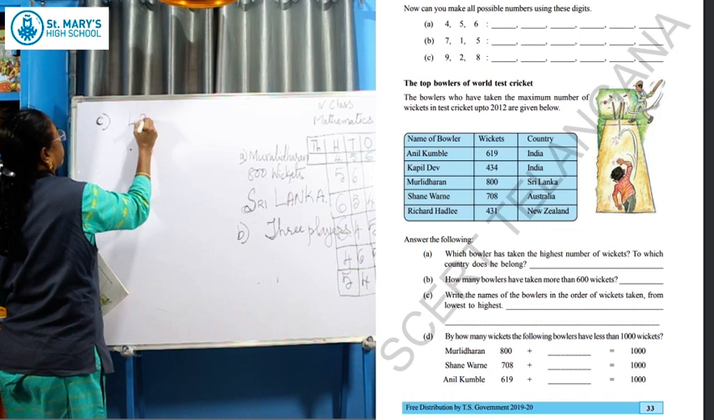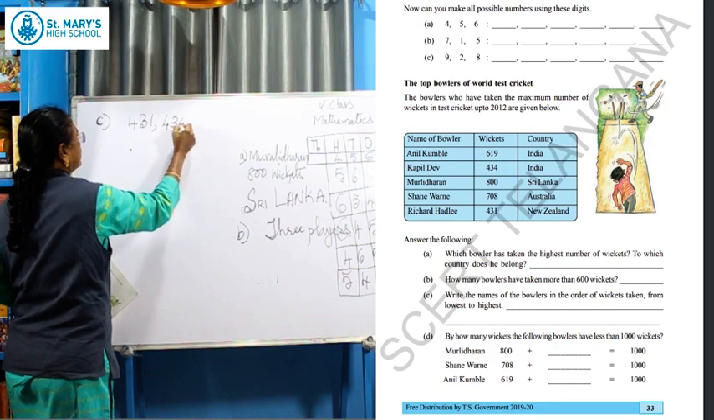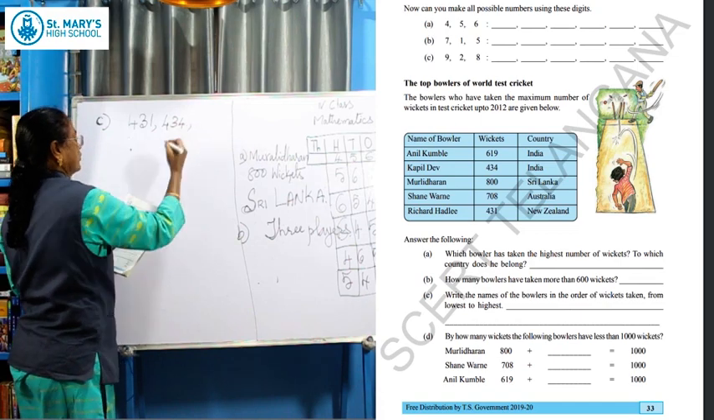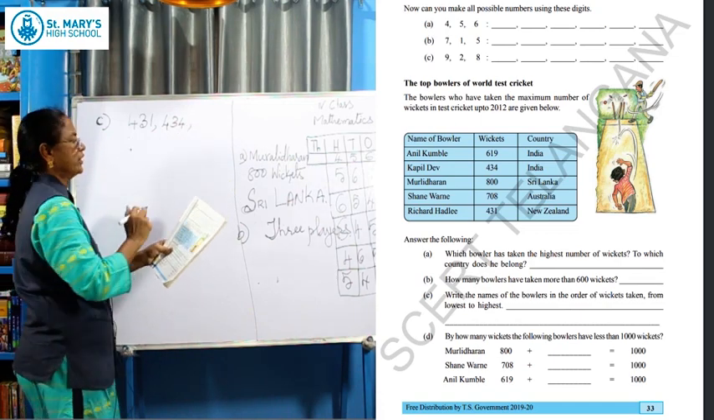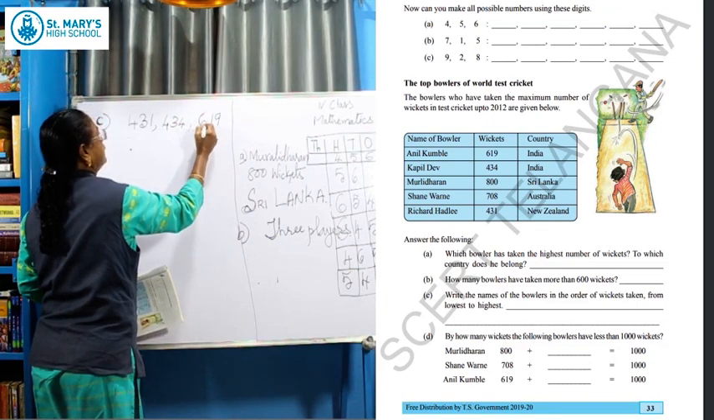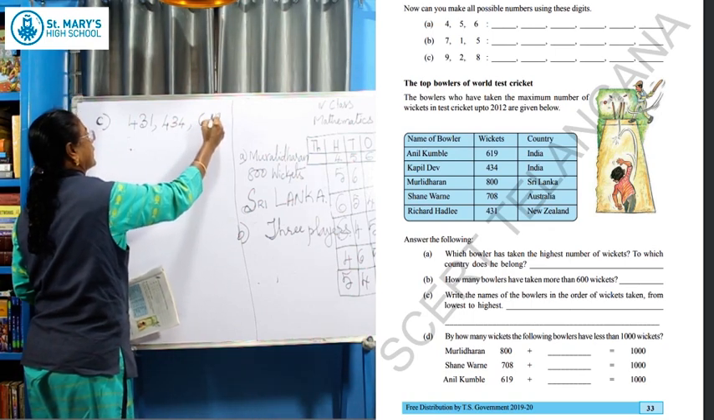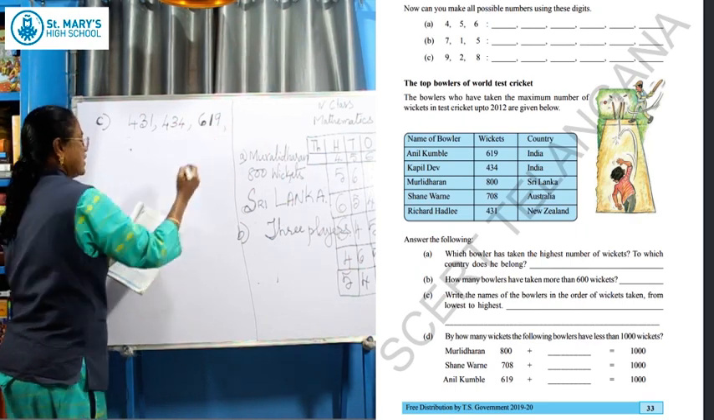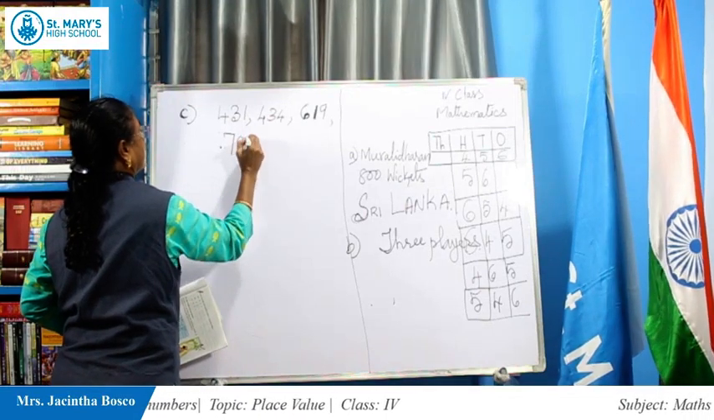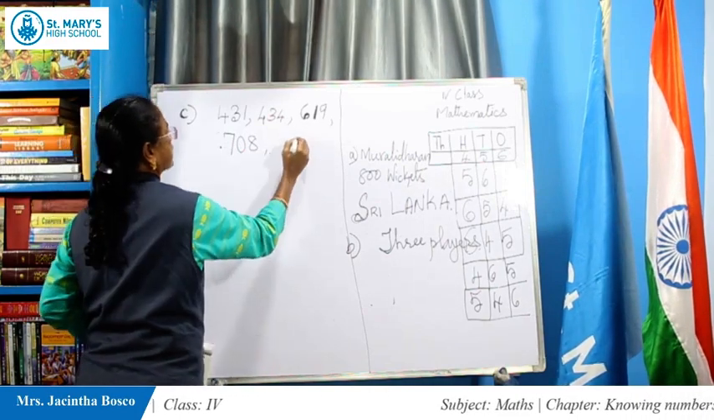431. Next, what will you write? 434. After 434, what will you write? 619. Can you see? 619. Then which number will you write? 708. Next number, what is that? 800.